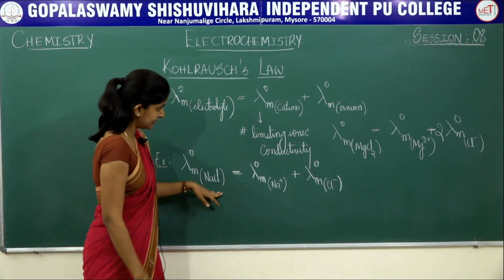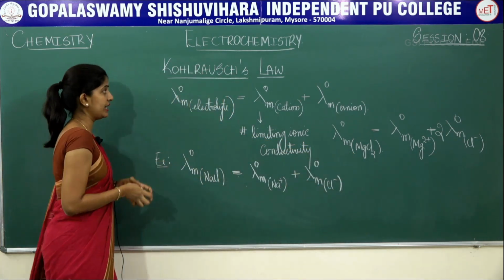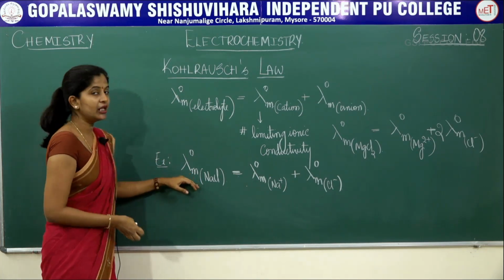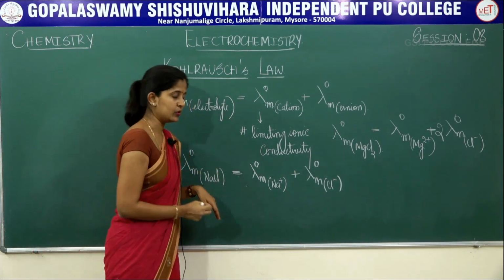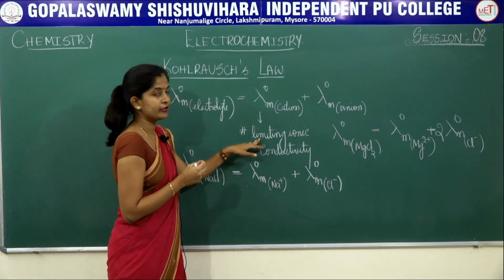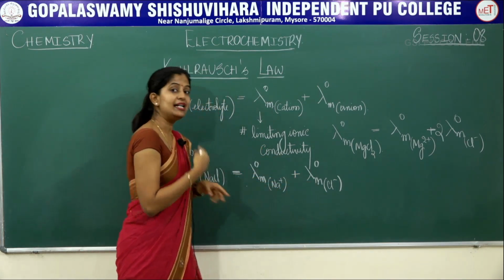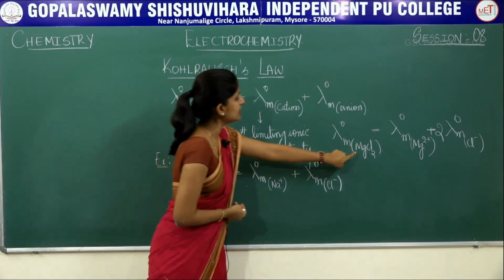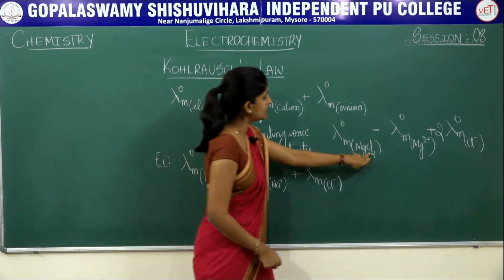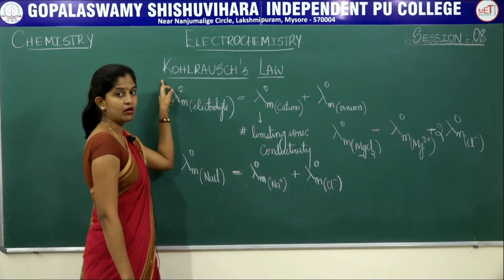Summarizing from example 1, NaCl, and example 2, magnesium chloride, now I can describe what Kohlrausch's law is. Very simple. The limiting molar conductivity of an electrolytic substance is the sum of the limiting ionic conductivities of each cation and anion, multiplied by their respective numbers in the balanced formula. Here there are 2 chloride ions, so I have to multiply by 2. That is called Kohlrausch's law.